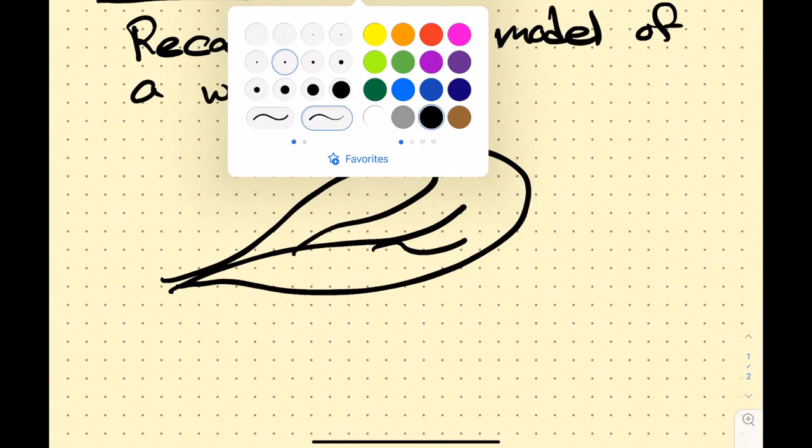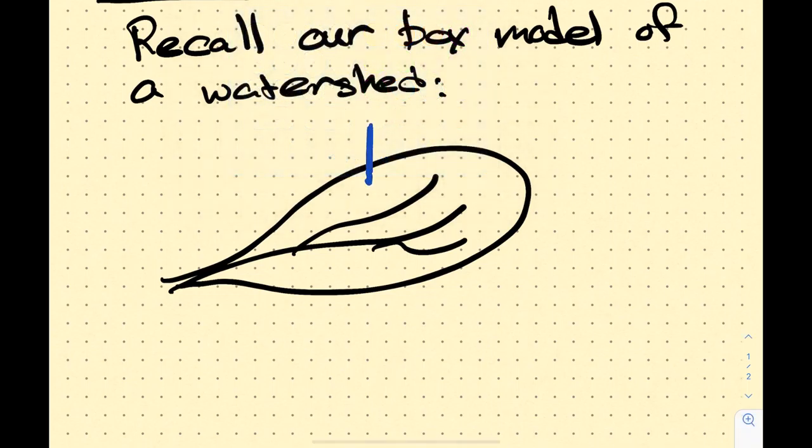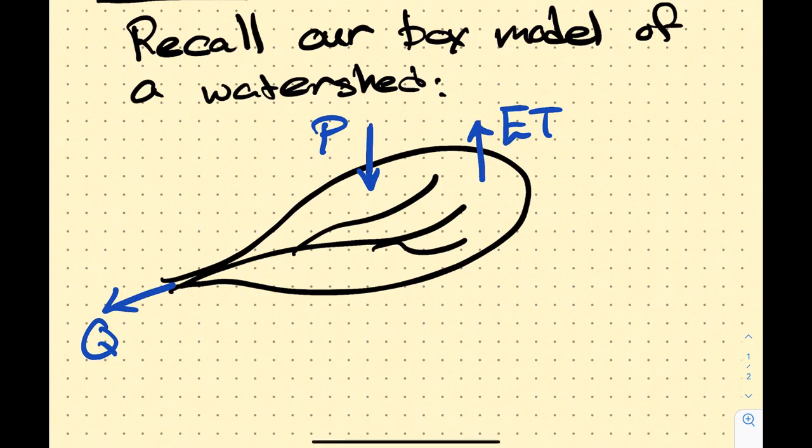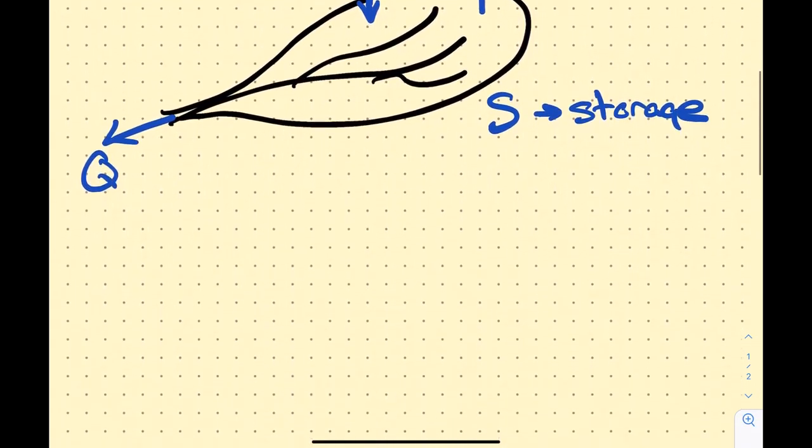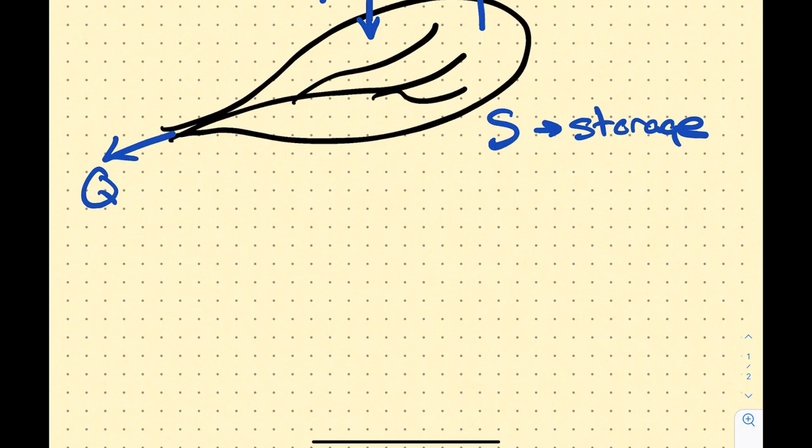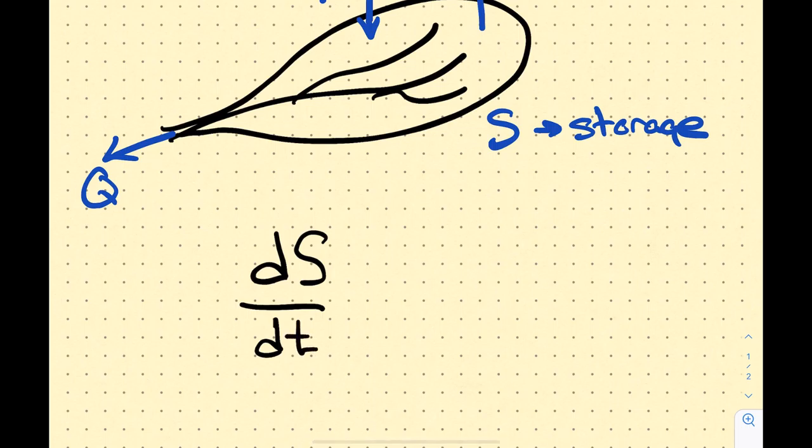right, and into that watershed is coming precipitation. Out of that watershed is coming discharge. And another flux out of that watershed was the evapotranspiration, right? And there's this idea of a storage variable S, so that's the storage. When we wrote the system equation for this, it looked like this: the mass conservation equation was that the change in storage with respect to time was just equal to what was coming in, which is precipitation, minus everything that was going out, which was the discharge plus the ET.